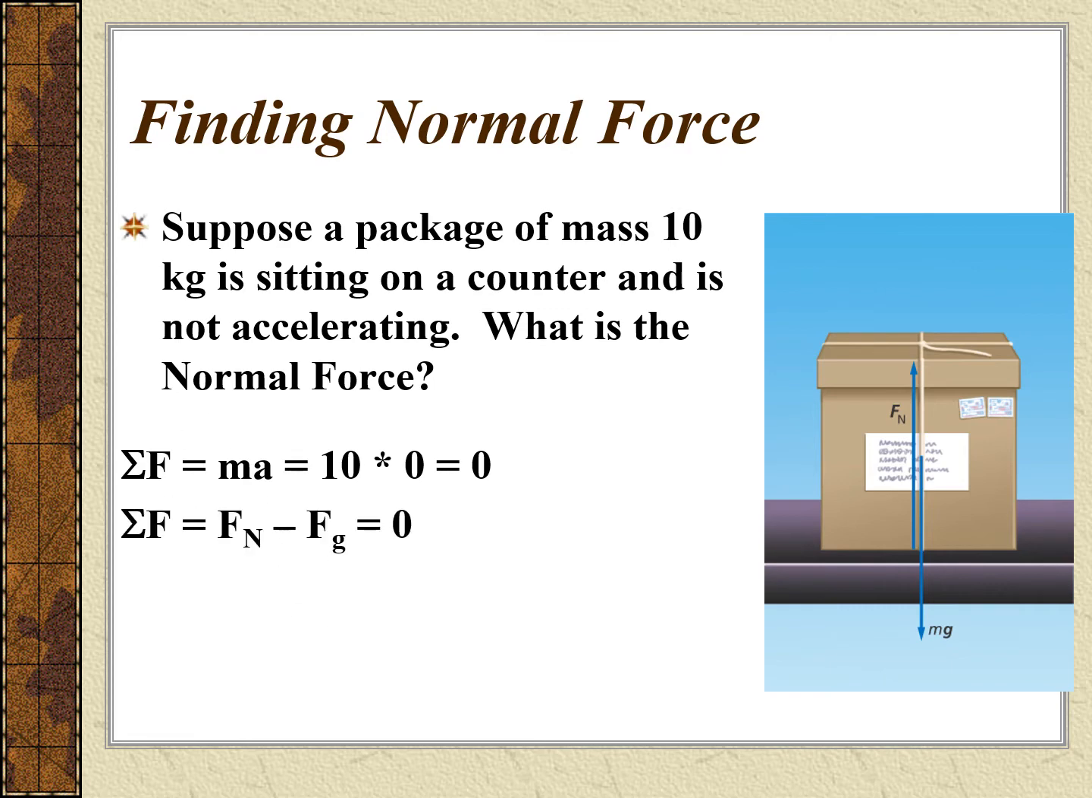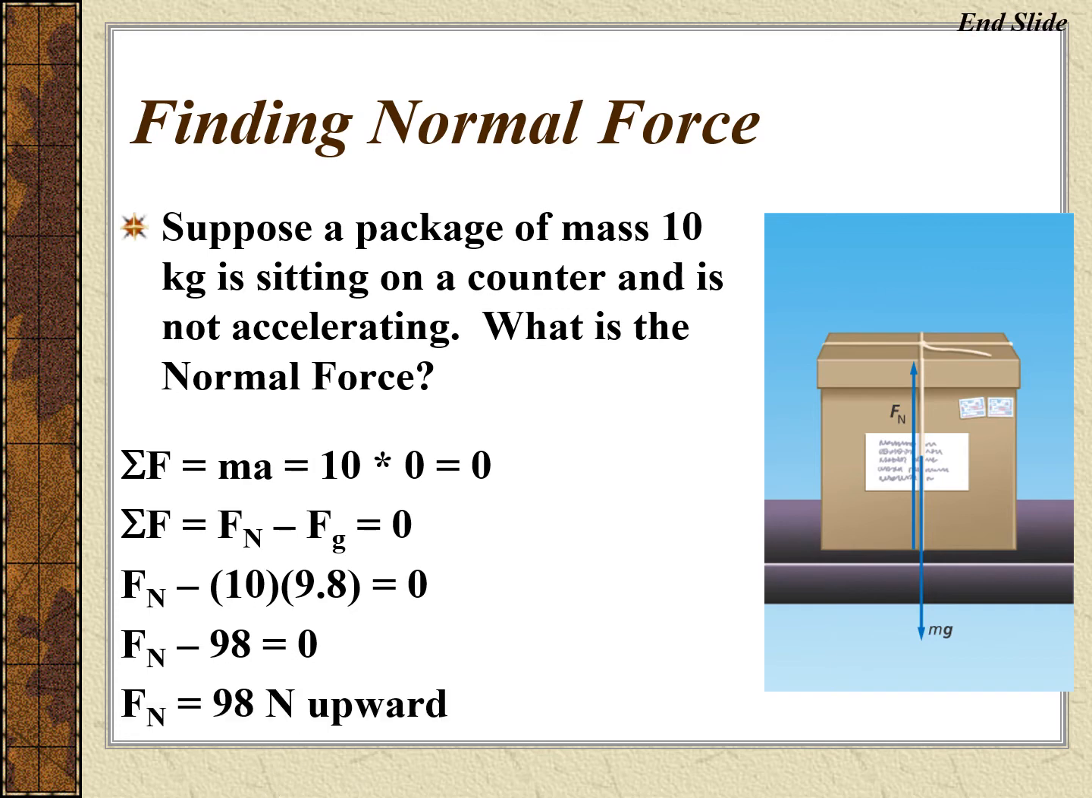We have our equation to find the force of gravity. That's mass times gravity, which is 10 times 9.8. We go ahead and calculate that, take that to the other side. We figure out that the normal force equals 98 newtons. So the weight of the object is 98 newtons. So the normal force has to be 98 newtons in order to balance it so that it's not accelerating.